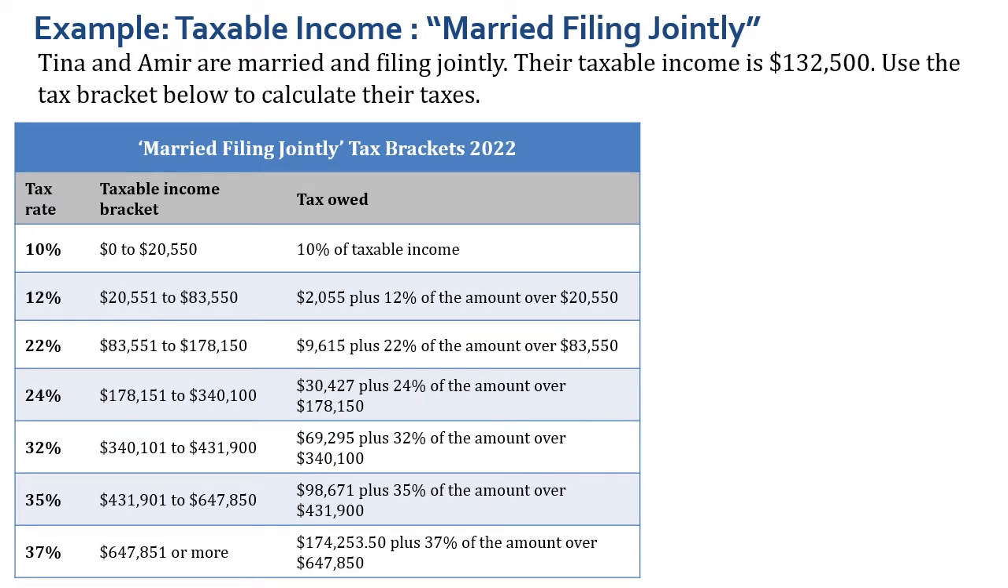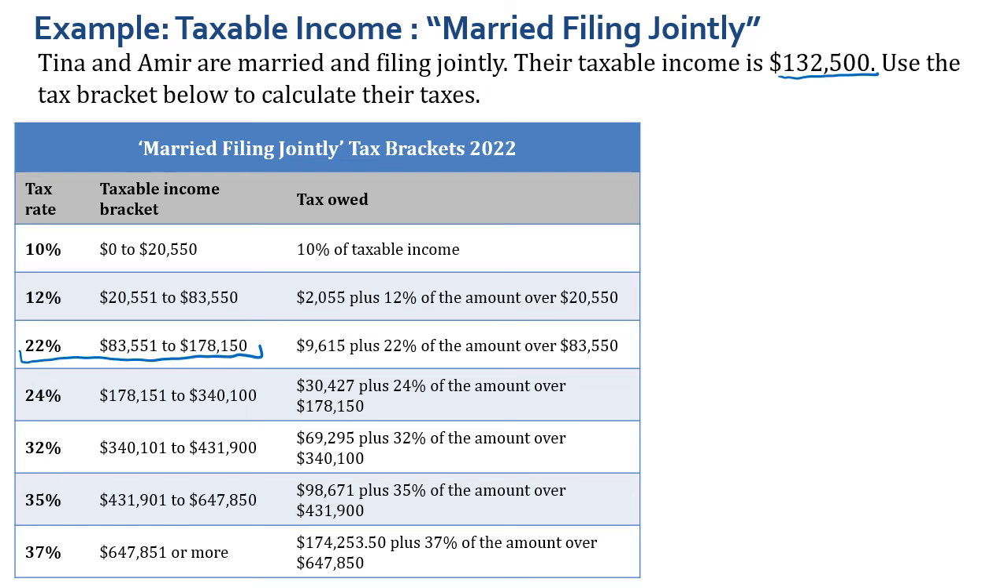All right, so now let's look at if you're married and filing jointly. So here is the married filing jointly tax bracket for 2022. Tina and Amir are married and filing jointly. Their taxable income is $132,500. Use the tax bracket below to calculate their taxes. Okay, so they make a total of $132,500 of taxable income. So that's going to fall right in this category here.